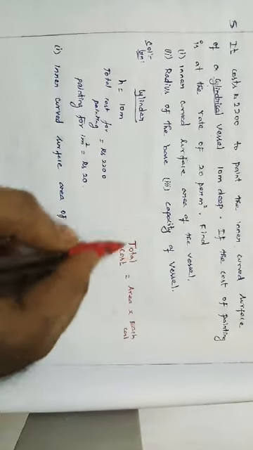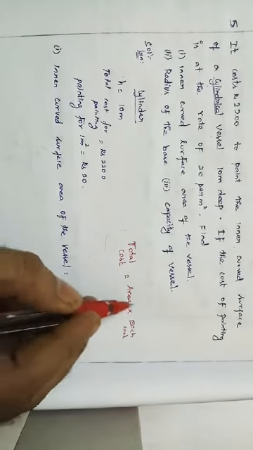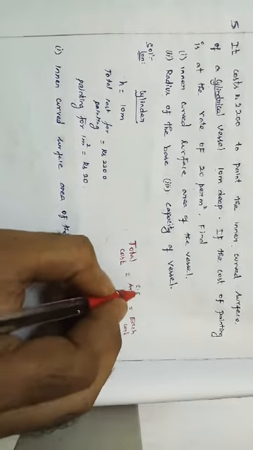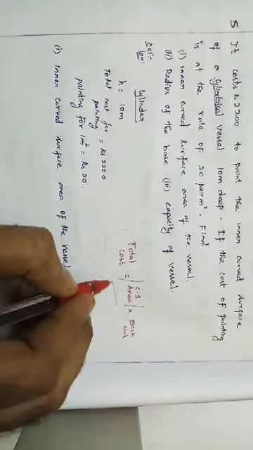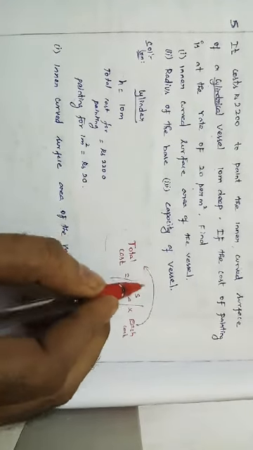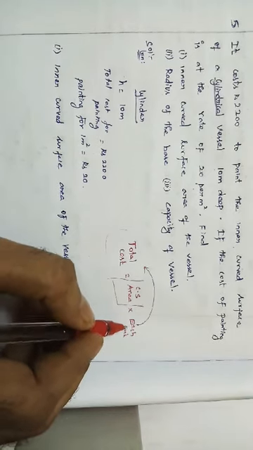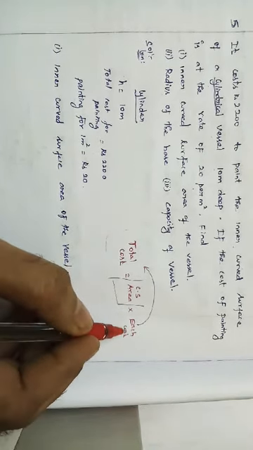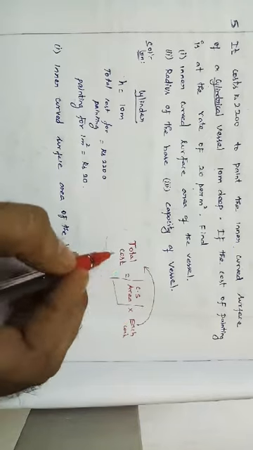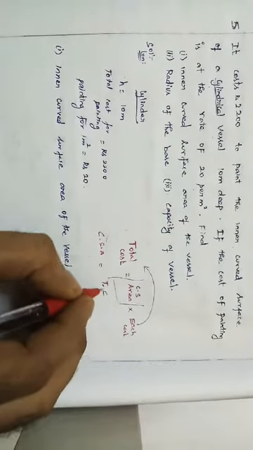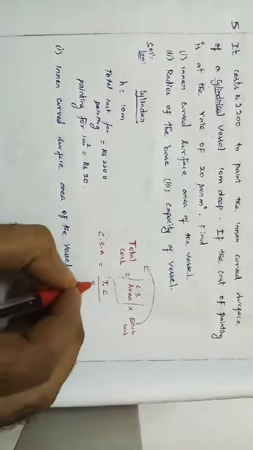Now we know total cost and each cost. What do we want to find? Area alone. What area are they painting? CSA, curved surface area. So total cost is CSA into each cost. To bring each cost to the LHS, multiplication becomes division. So CSA of cylinder is equal to total cost divided by each cost.